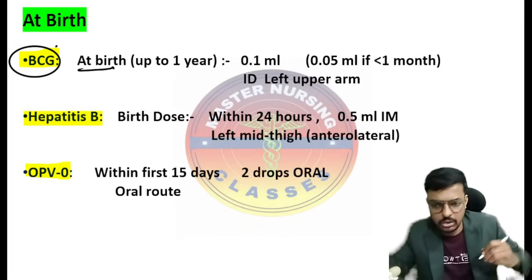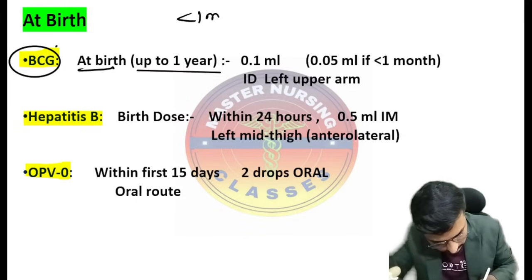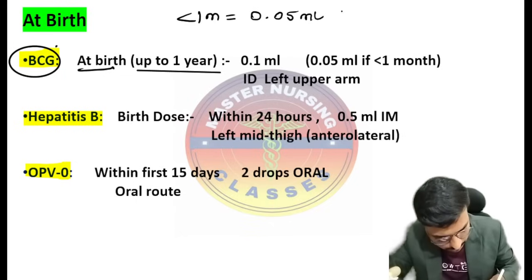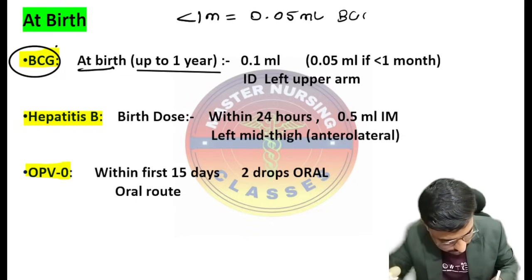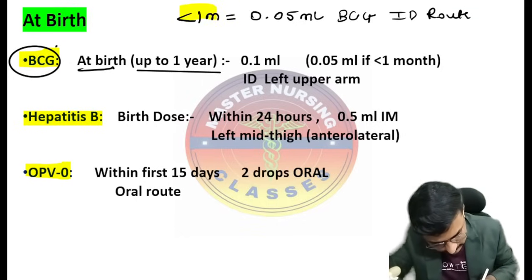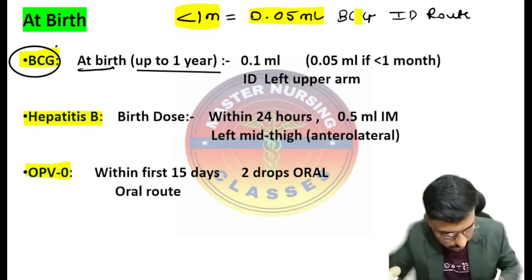Till what time can we give it? We will give it up to 1 year. If you are giving it to a baby less than 1 month old, you give 0.05 ml of BCG vaccine by the intradermal route in the left upper arm. For a baby less than 1 month of age, it is 0.05 ml BCG vaccine by the intradermal route.